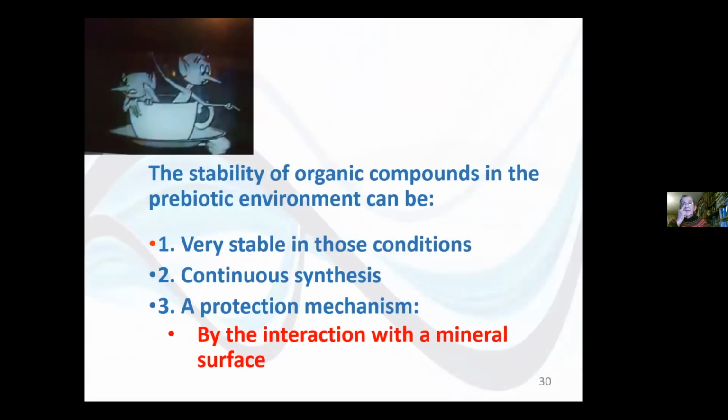The stability of organic compounds in the prebiotic environment can come from different sources. One can be that the molecule is very stable in those conditions. Second, perhaps there is a continuous synthesis, so we always have this molecule. And the third is a protection mechanism from several external sources, for example, by the interaction with a mineral surface.